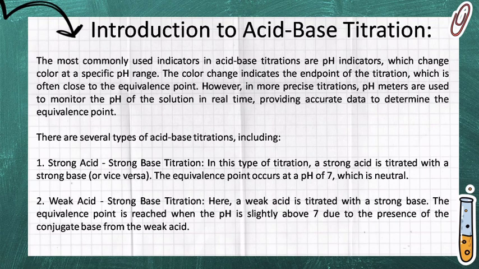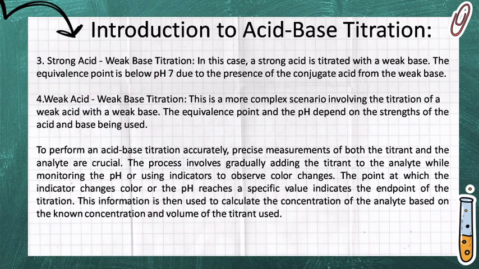The equivalence point is reached when the pH is slightly above 7 due to the presence of the conjugate base from the weak acid. Third, strong acid, weak base titration. In this case, a strong acid is titrated with a weak base. The equivalence point is below pH 7 due to the presence of the conjugate acid from the weak base. Fourth, weak acid, weak base titration. This is a more complex scenario involving the titration of a weak acid with a weak base. The equivalence point and the pH depend on the strengths of the acid and base being used.